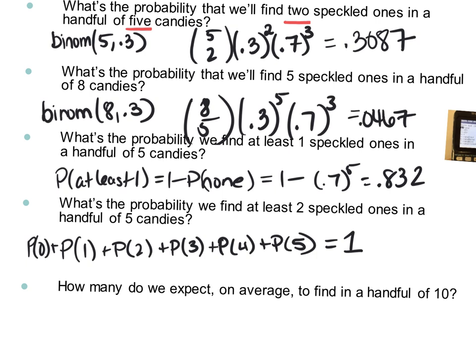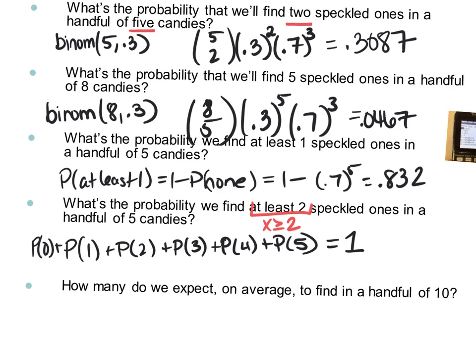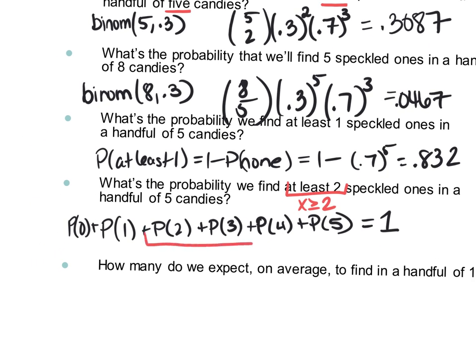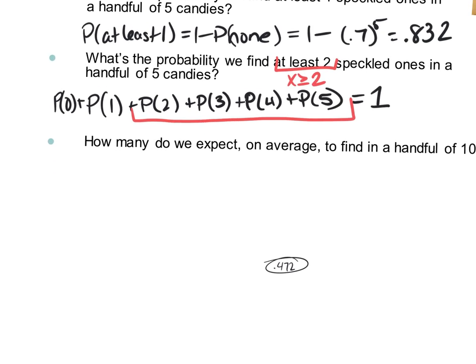Okay. So at least is greater than or equal to two. At least is always greater than or equal to. That means I want the probability of two, three, four, and five. Okay. And so what does that look like if I do this the long way?